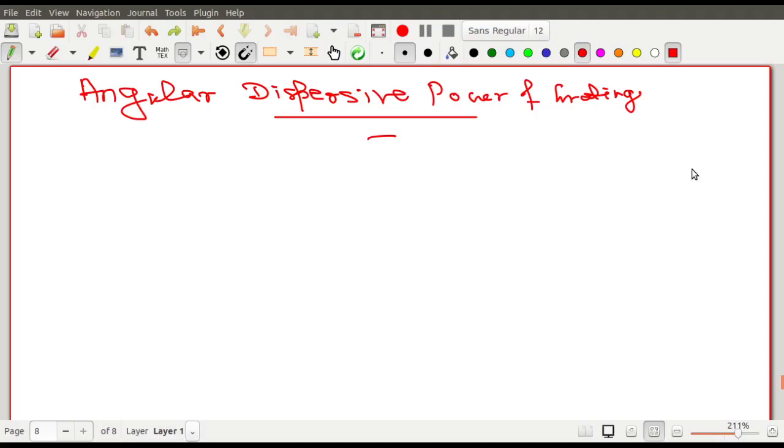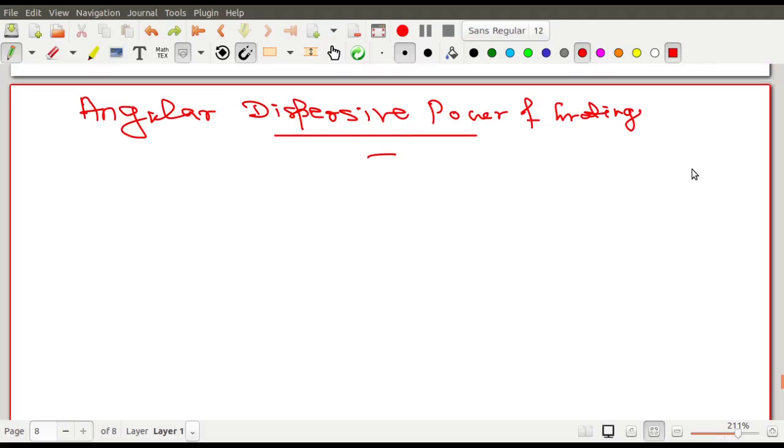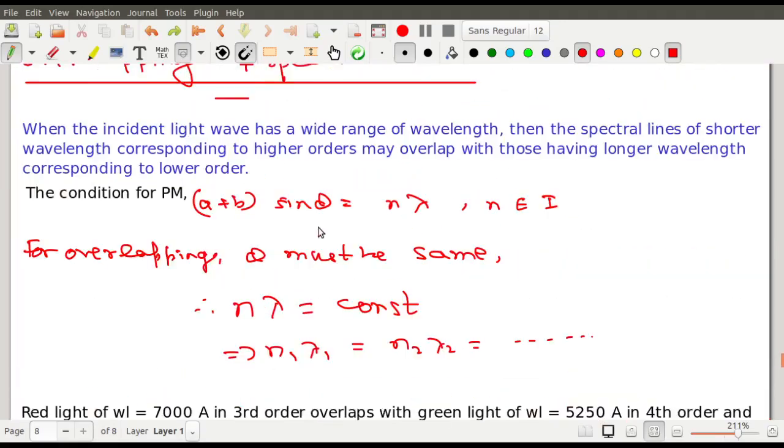Grating is a dispersing element, why? Why is grating a dispersive element? Because you have this formula: a plus b sin theta equals n lambda. As these lambdas are different, your theta will be different. If lambdas are different, then the theta will also be different. That means they are dispersed. And in the higher order the dispersion is greater.